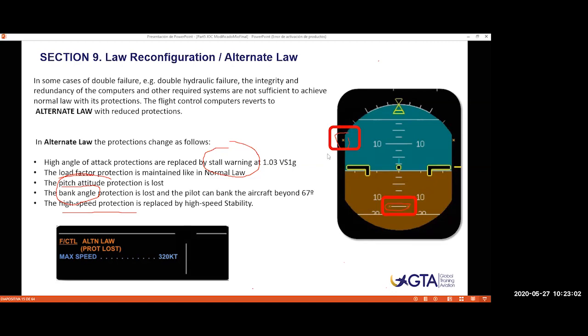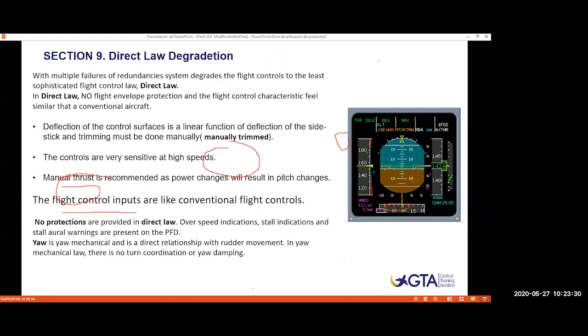So these amber crosses that you see here tell you that you have already lost your normal law and you are on alternate law. Also here on the ECAM, you will see later what the ECAM is, it advises that you are on alternate law and you have to keep your maximum speed at 320.